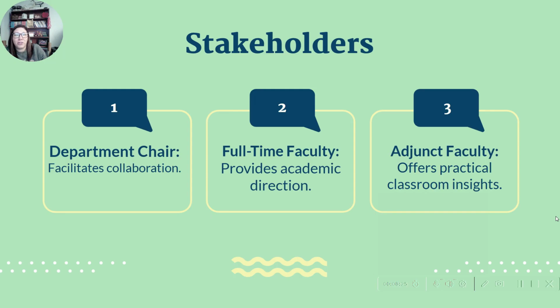Our collaboration plan involves three primary stakeholders. The department chair will act as a neutral facilitator, guiding discussions and maintaining focus on institutional goals. Full-time faculty will contribute by sharing curriculum expertise and assessment expectations. Adjunct faculty will provide on-the-ground feedback from the classroom experiences, offering ideas that may improve engagement and real-world application. Each participant plays a vital role in shaping and unifying the teaching community.